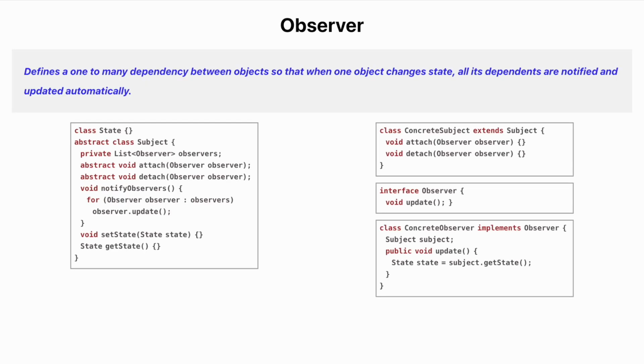Observer defines a one-to-many dependency between objects so that when one object changes state, all its dependents are notified and updated automatically. Here, the subject has the reference to the observer and the observer has the reference to the subject, similar to the mediator pattern. Whenever the subject state changes, it will call update in every observer instance. The subject can also notify only some of its observer instances based on some condition.